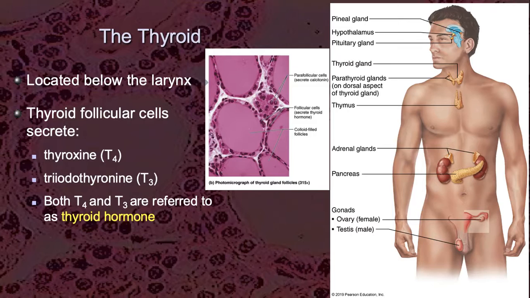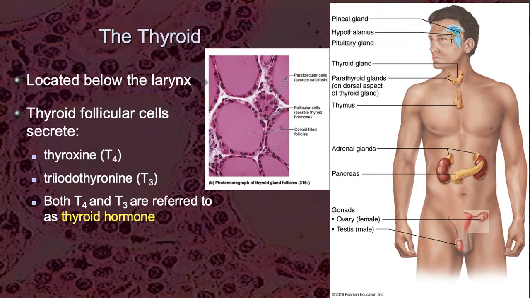And they produce two different types of hormones. Okay, so our first type of cells we're going to look at are our follicular cells. They secrete thyroxine, which is also known as T4, and triiodothyronine, which is also known as T3. And together, collectively, they're called TH, or thyroid hormone. Okay, so there's not anything you need to know.